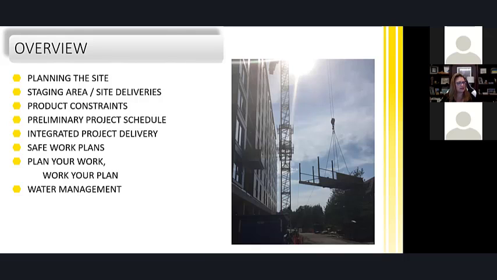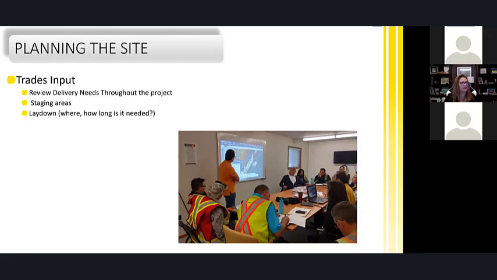Safe work plans. Plan your work, work your plan. This is pretty straightforward, it seems, but not so much when we're trying to execute. And then water management. So trade input, planning the site, extremely important.